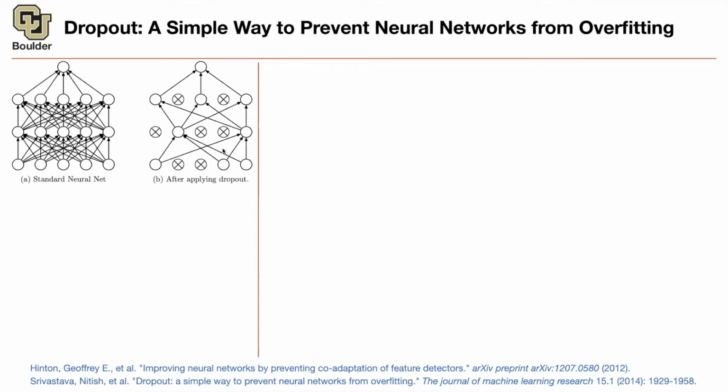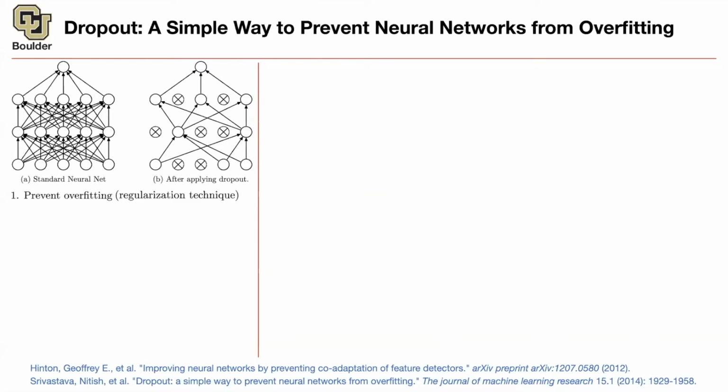But at each iteration, you're going to kill some of these neurons at random. So you have thousands or millions of these small neural networks that are being trained at the same time. And now you need to form your ensemble in the end. And how we are going to do that is coming up.